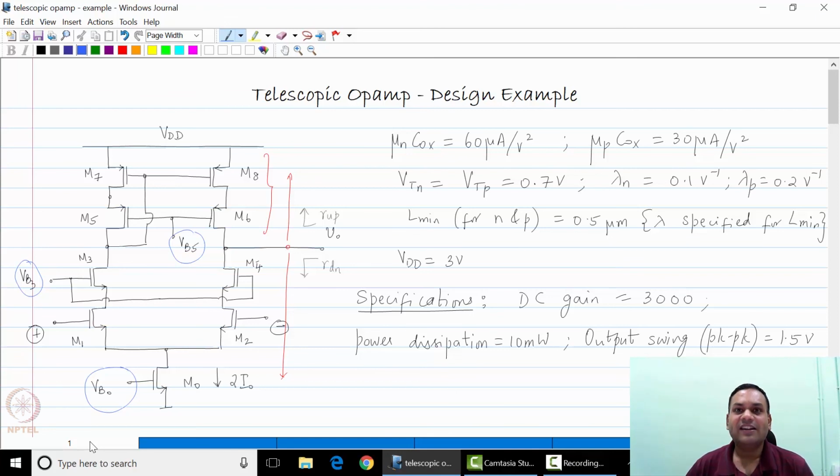So the final requirement is to set the values of VB3 and VB5. I will leave that as a homework exercise. I just wanted to point out, we have still not decided the size of M0.